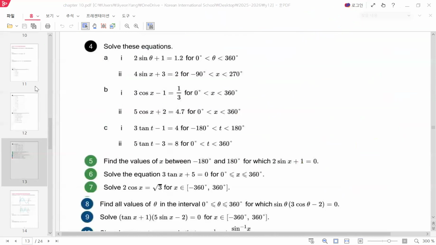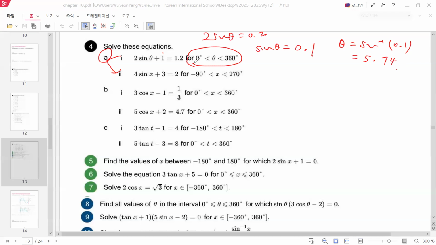Okay, students, question number 4A1. I'm not going to spend much time solving this type of question because it's repetitive. 4A1 and 4A2. So firstly, guys, 2 sine theta plus 1 equals 1.2. It means that 2 sine theta equals 0.2, so sine theta equals 0.1, right? Then theta equals sine inverse of 0.1, which is 5.74.